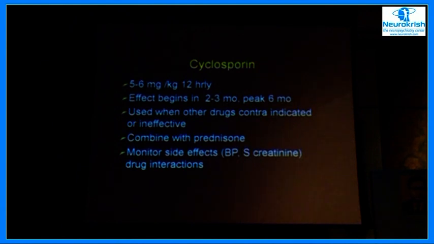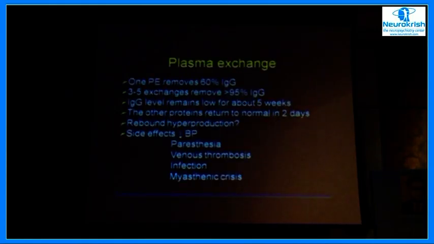Cyclosporin, again, it comes mainly from renal transplant patients, 5 to 6 milligrams per kilogram, 12 hourly. Effect begins in 2 to 3 months, peaks in 6 months. We have to monitor blood pressure and serum creatinine, and sometimes it produces seizures and behavioral abnormalities.